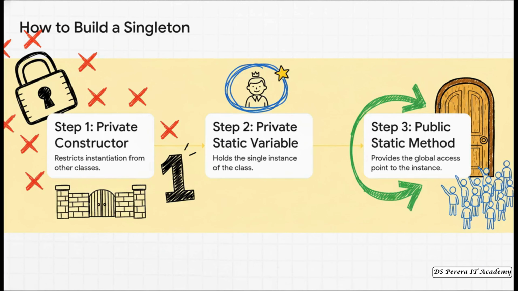It's actually a really elegant three-step trick. Let's walk through it. Step 1, and this is the absolute key, you make the constructor private. By making the constructor, the very piece of code that creates objects, private, you're essentially locking the door from the outside. No other class can just use the new keyword to make an instance of your singleton.